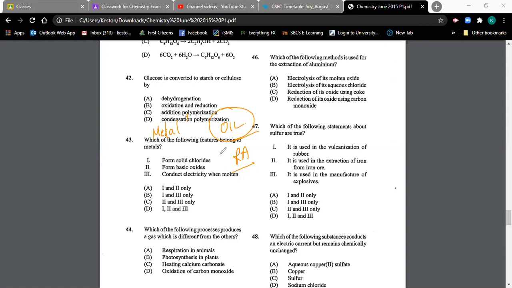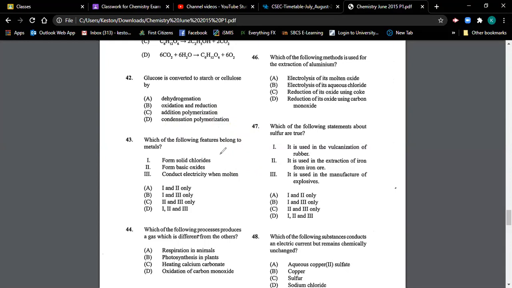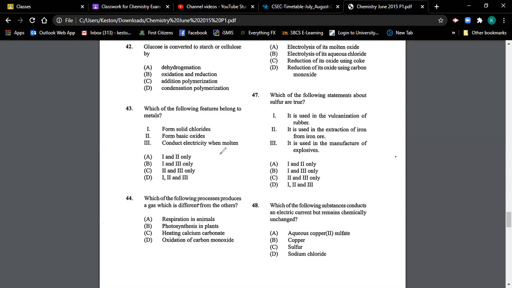44. Which of the following processes produces a gas which is different from others? Respiration in animals, photosynthesis in plants, heating calcium carbonate, oxidation of carbon monoxide. Which of the following processes produces a gas which is different from the others? It's an interesting question.